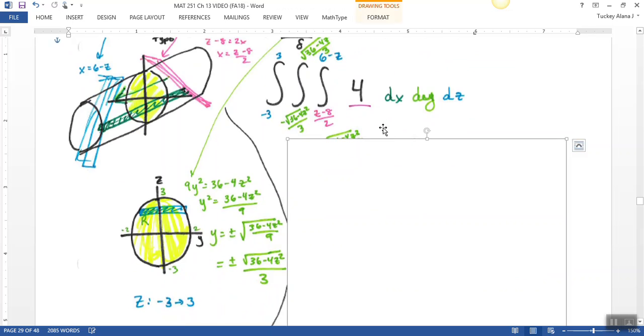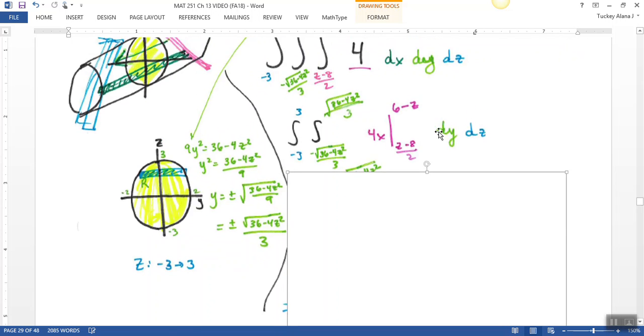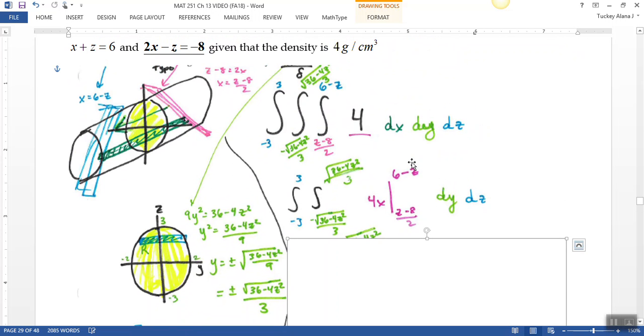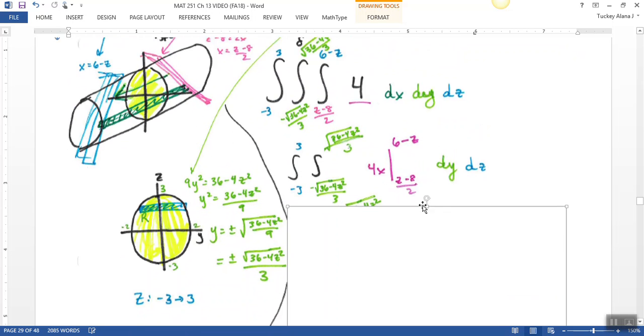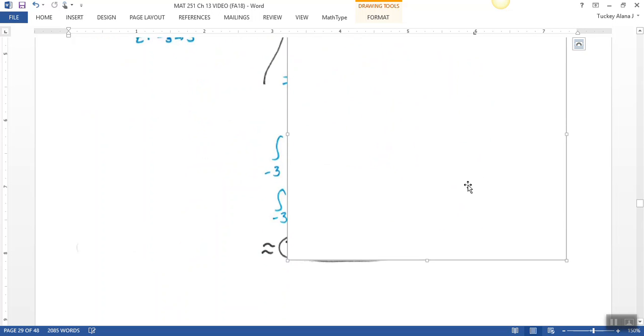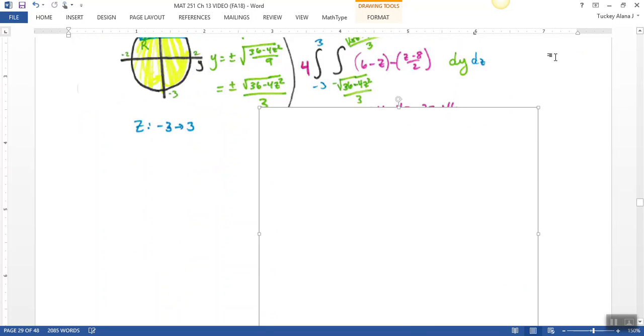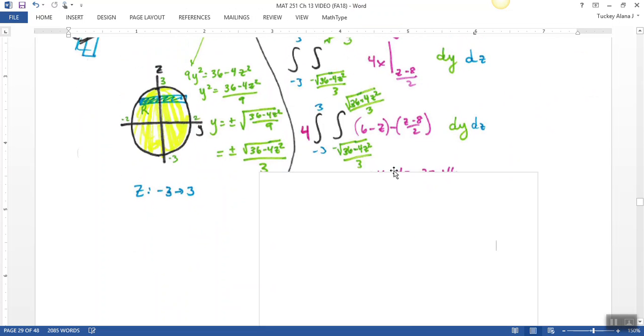Okay, so I'm going to integrate 4 with respect to x. So that should be relatively easy. That's just 4x, right? No problem. So 4x, I'm going to go from these two x values, from z minus 8 over 2 to 6 minus z. So I'm going to substitute those in. I still haven't messed with my y yet. I mean, this is not an easy integration to do. Let's see here. So from negative that to positive that.